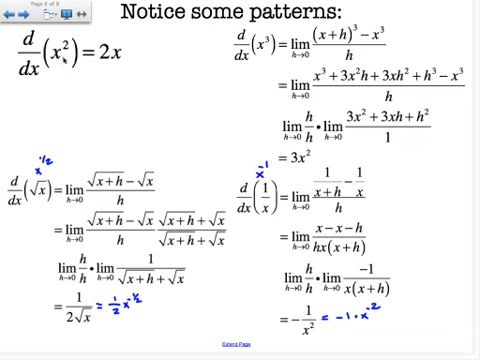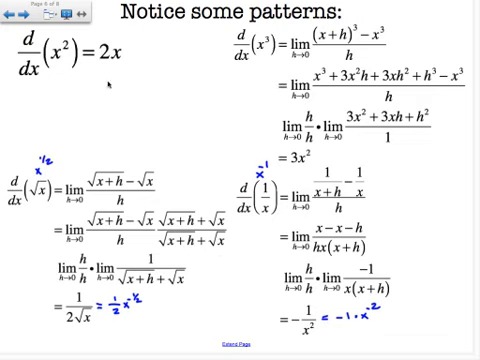The derivative of x squared became 2x, the 2 coming from this exponent. So this exponent comes down in front when you're taking the derivative, and that occurred in each of the examples. Here, the 3 came down in front. Here, the 1/2 came down in front, and here the −1 came down in front.